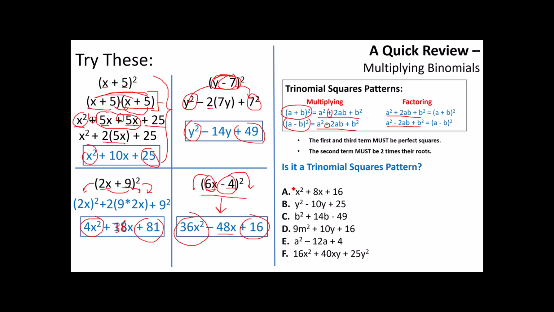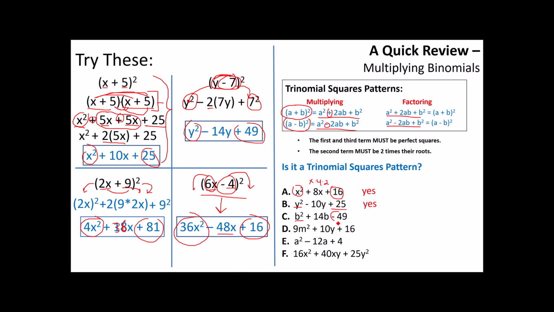Let's go ahead and do this first one. X squared is a perfect square. It's x. 16 is a perfect square. Its root is 4. If I double that, does it give me the middle? Yes, it does. This is a trinomial squares pattern. Y squared is a perfect square. 25 is a perfect square. That's y times 5 doubled. Is that 10? Yes, it is.